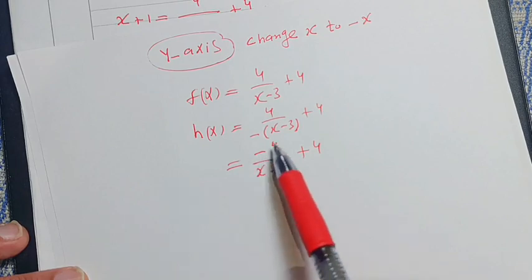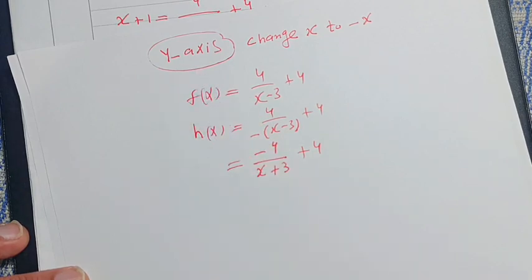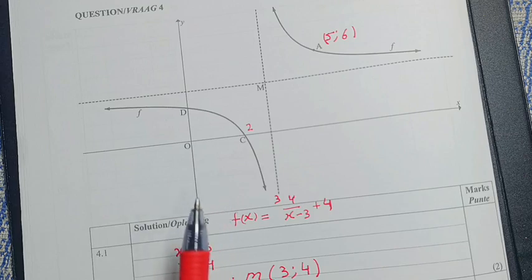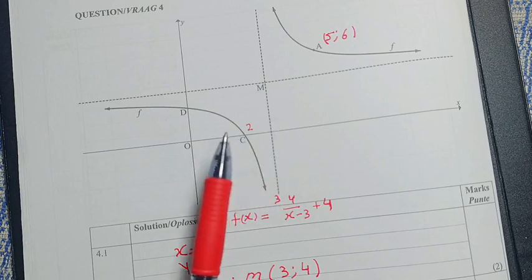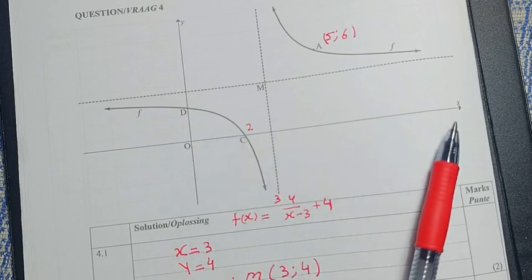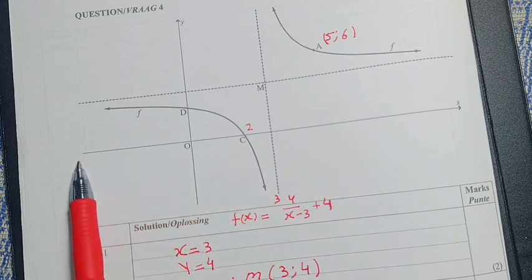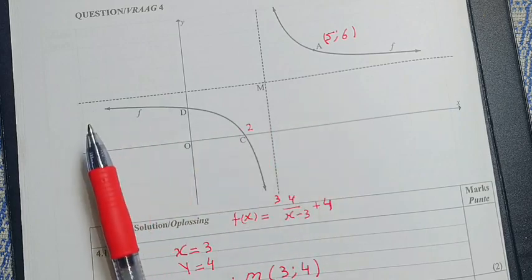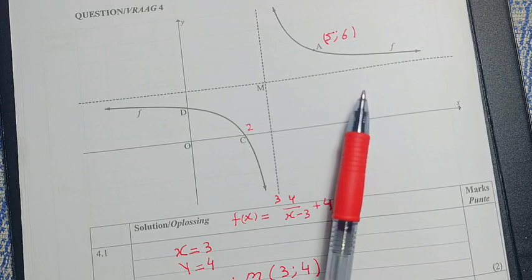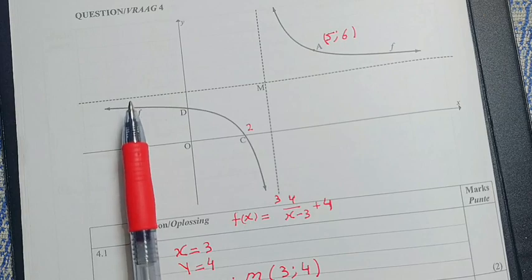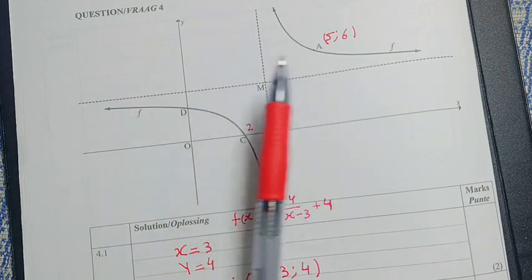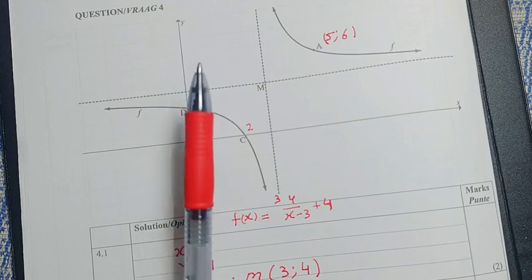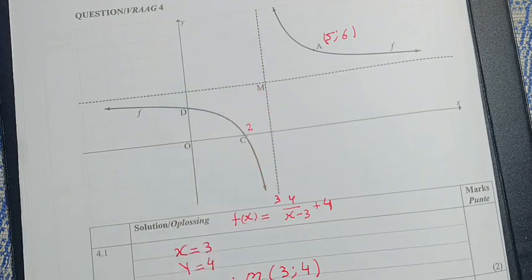Now, this is a reflection on the y-axis and a horizontal shift. Must remember: reflection on the y-axis, horizontal shift. This side is the positive x-axis, this side is the negative x-axis. So it means horizontal shift, right? If it's a positive x and you shift horizontally, the other side becomes negative x. So the shift is horizontal, a reflection on the y-axis.